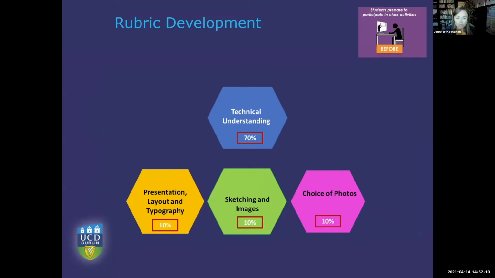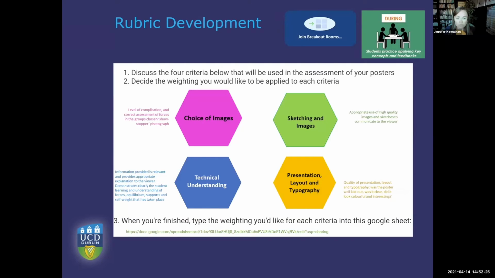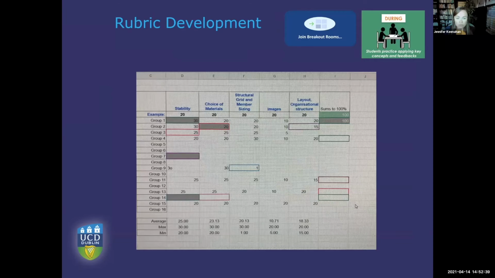And then I ask them to think about whether they would like to weight any particular criteria more heavily than another, or maybe whether they will be equally weighted. And then when students come to class, I pop them into breakout rooms and ask them to discuss in their groups what weighting they would like each criteria to have in the assignment. And I'm hoping now that this video is going to play as well.